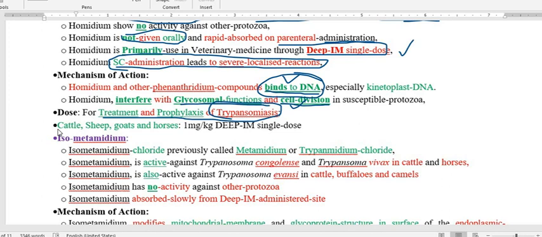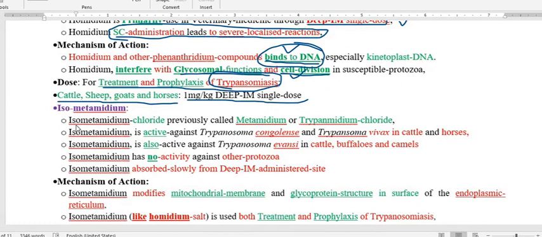Regarding its use, homidium is used for both treatment and prophylaxis of trypanosomiasis, like quinapyramine chloride and sulfate, in cattle, sheep, goats and horses. The dose is 1 mg per kg as a deep intramuscular administration. The next drug from the same group is isometamidium.